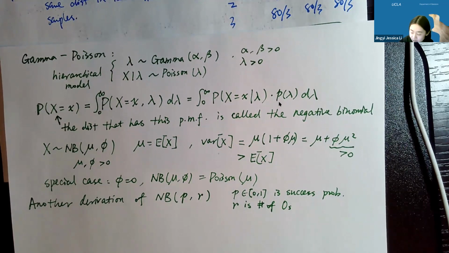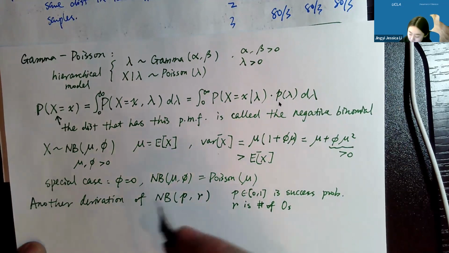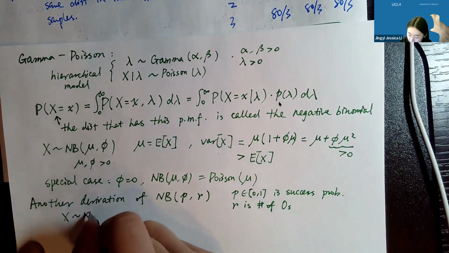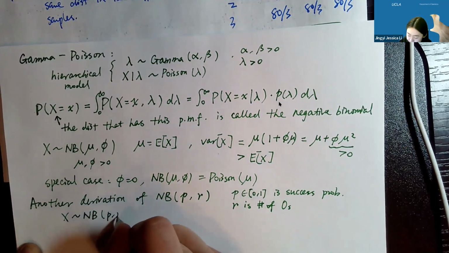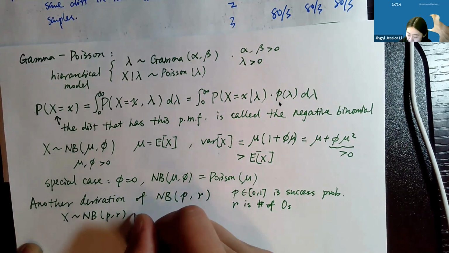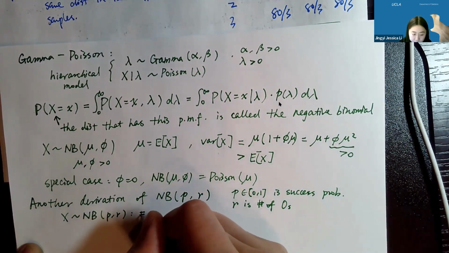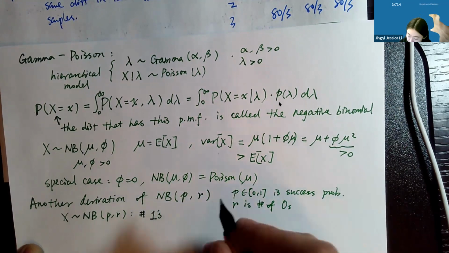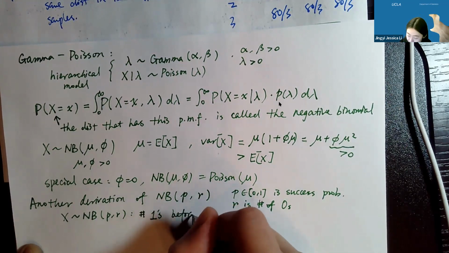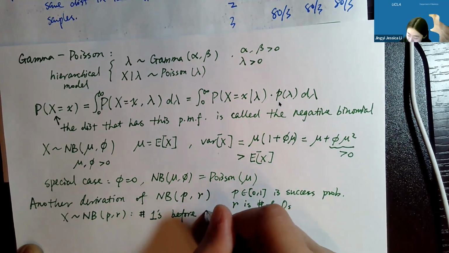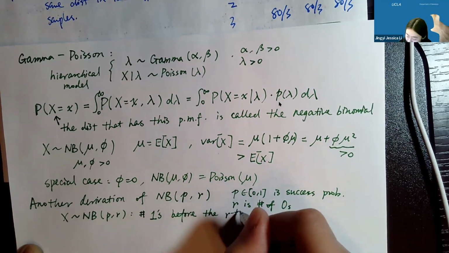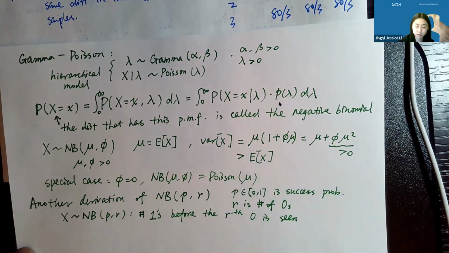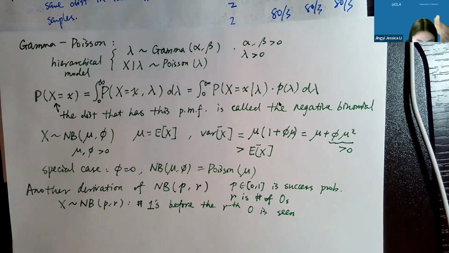Okay, so what is the random variable here? Here, the random variable X that we say follows NB(P, R) is defined to be the number of ones before the R-th zero is seen. So this is how we formulate this problem.